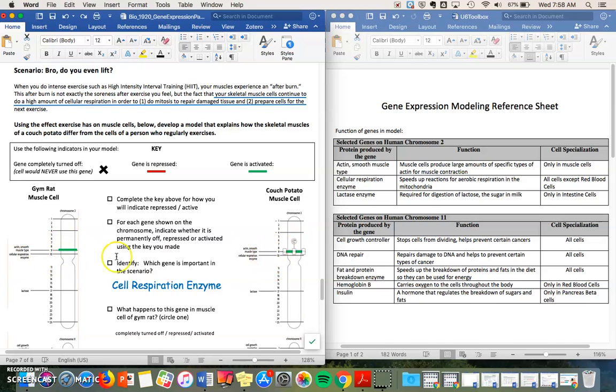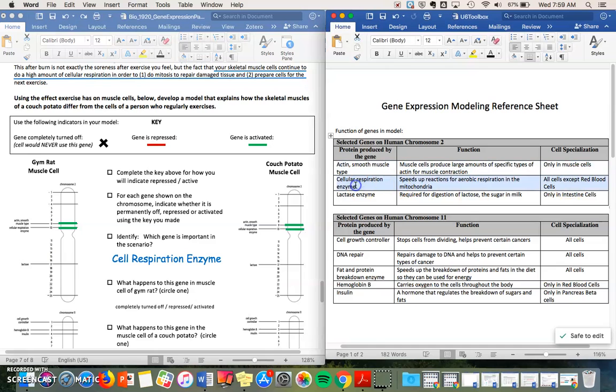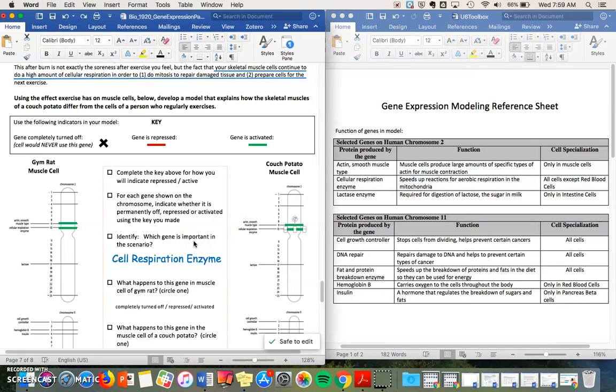But since actin's not the focus of this, I'm allowing some leeway between these genes. Right? So you'll notice that there is some leeway between some of these genes if they're not the main gene that we're focusing on. All right, so the cellular respiration gene, that's always turned on in cells unless they're red blood cells. Right? Cellular respiration enzyme right here if we look at our sheet.